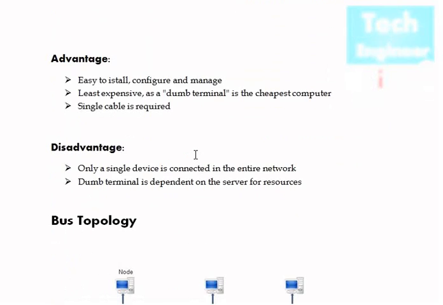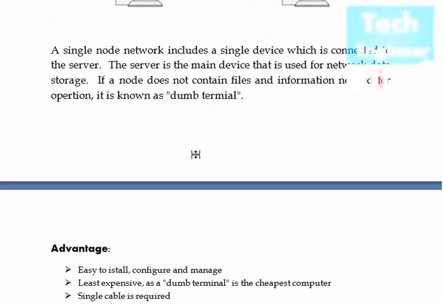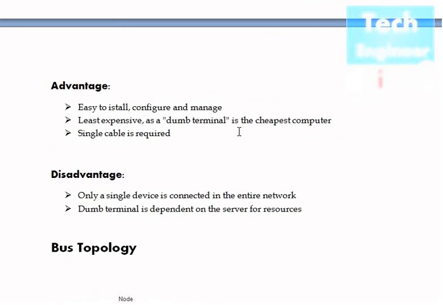The advantages of single node topology are that it is easy to install, configure, and manage, and least expensive, as a dumb terminal is the cheapest computer. Just connect the network. A single cable is required, so it's the cheapest thing to have as a network, and easy to install. Just pull out the cable, no extra device needed. Plug the cable into the network card of both computers and it becomes a network.